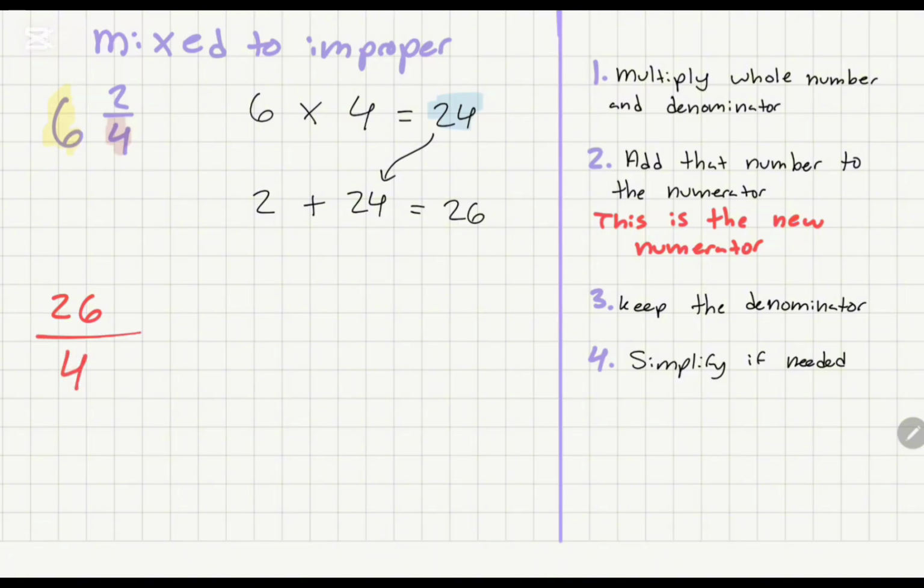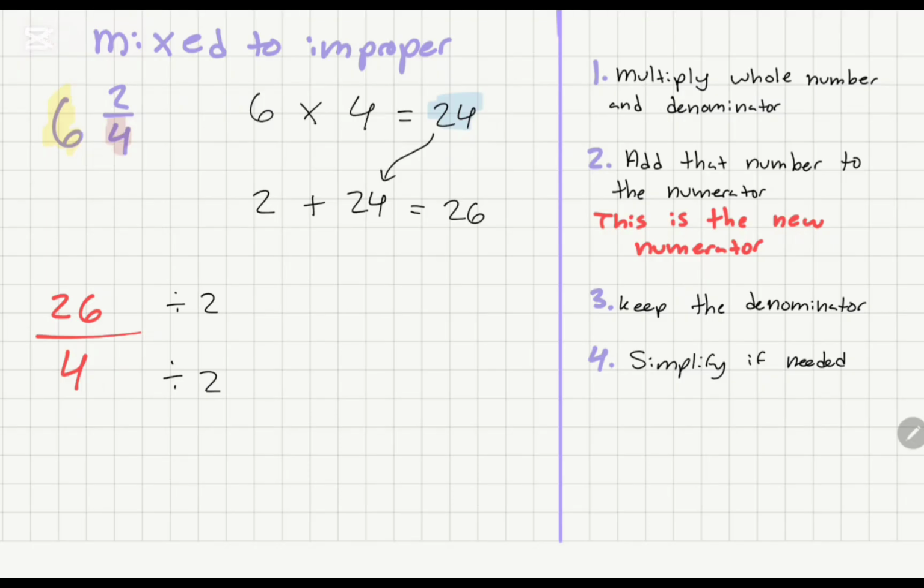All right, now we're not quite done. Although this is an improper fraction, we're not done. Look at step 4. Step 4 says simplify if needed. We do need to simplify this fraction. What I noticed here is that 26 and 4 are both even numbers. So that means that we can divide both of them by 2.